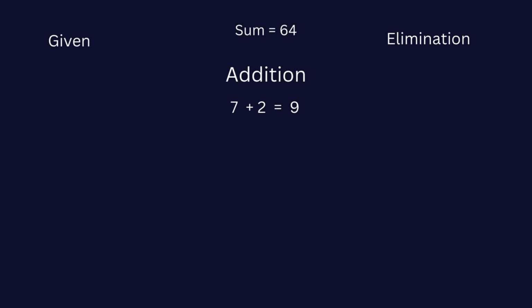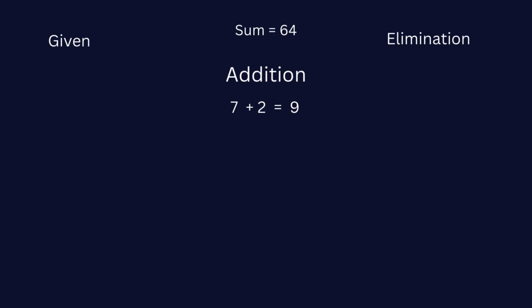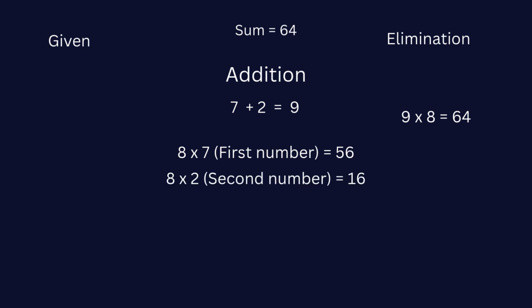I'm trying to use the elimination method. I'm trying to see which ratio among the options gets me closer to my answer, which is 64. So we know that 64 divided by 9 gives me 8 per part. All I need to do is multiply with the first and the second number. So 8 times 7, the first number, gives me 56, and 8 times 2, the second number, gives me 16. Now if I add them, it will give me 72. If you notice, the number is greater than the original value, which is 64. So the ratio 7:2 is incorrect.